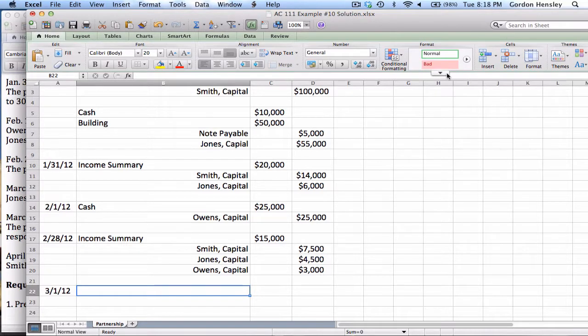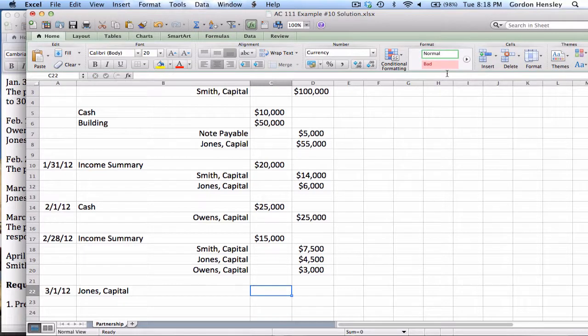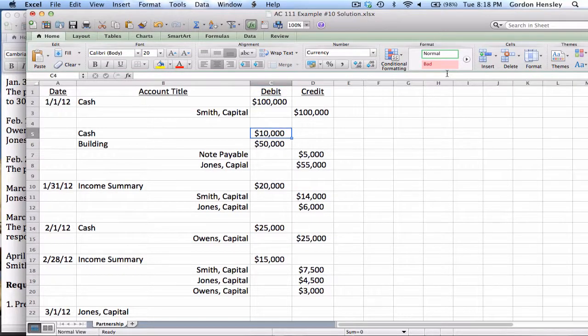Now, we want to debit Jones Capital. Why do we have to do that? Because we want Jones Capital to be removed. We want the value of his capital to be taken off the books. So that means I have to figure out at this point what is the balance of Jones Capital. I have to know that balance to be able to remove it. So I need to go back and take a look at this.